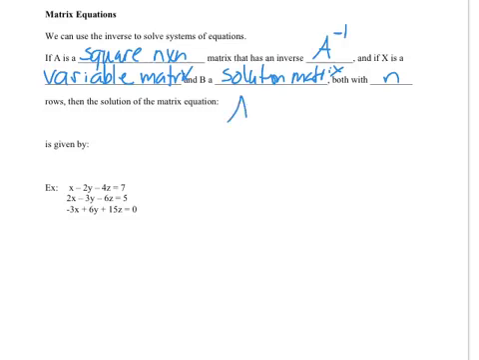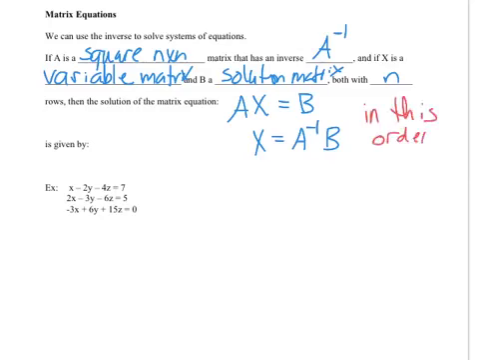It looks like this. The matrix A is the coefficient matrix. That's all the coefficients on the left-hand side of your equation. X has the variables, so it's one column of x, y, z. And then B has all the solutions in it. If that's my matrix equation, then we can solve it by multiplying A to the negative first by B. It has to be in this order. The inverse has to go first, and then it would work.